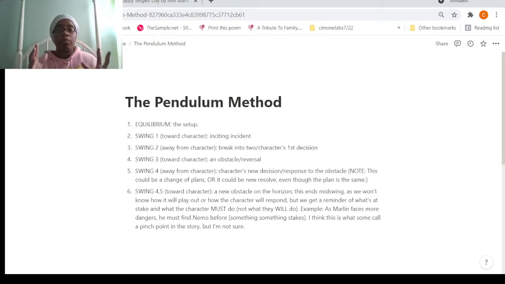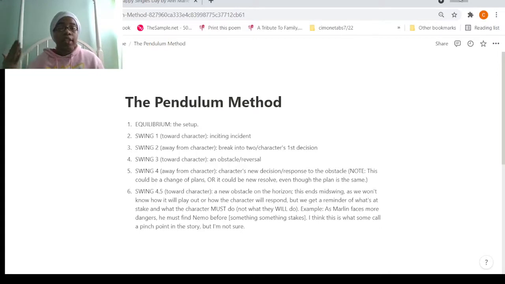The Pendulum Method, like I said, it's not the only way you can write your query. It's just that I've read a lot of queries in my lifetime and noticed some things about the ones that caught my attention the most, the ones that made me want to read on, because I used to be an acquisitions editor. I read a lot of queries. So I just took the elements that to me seemed to work the best and distilled them into this method. So it's something that just might work for you, and I thought I would show you how to do it.